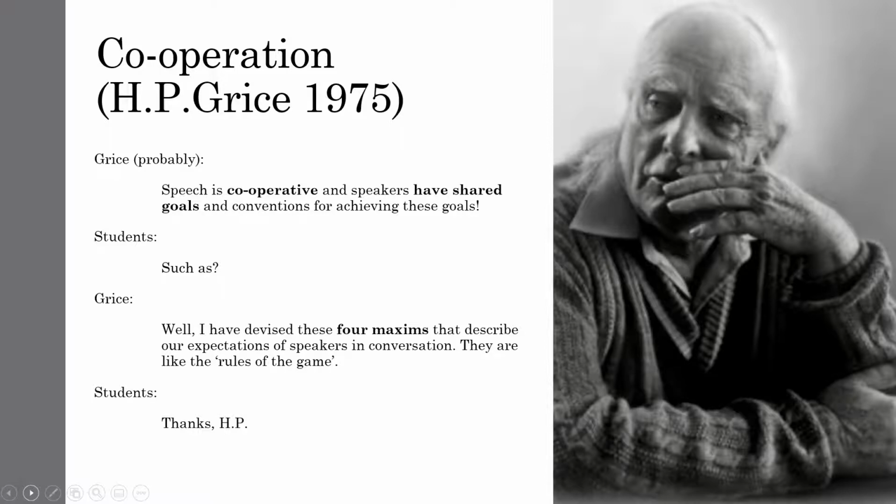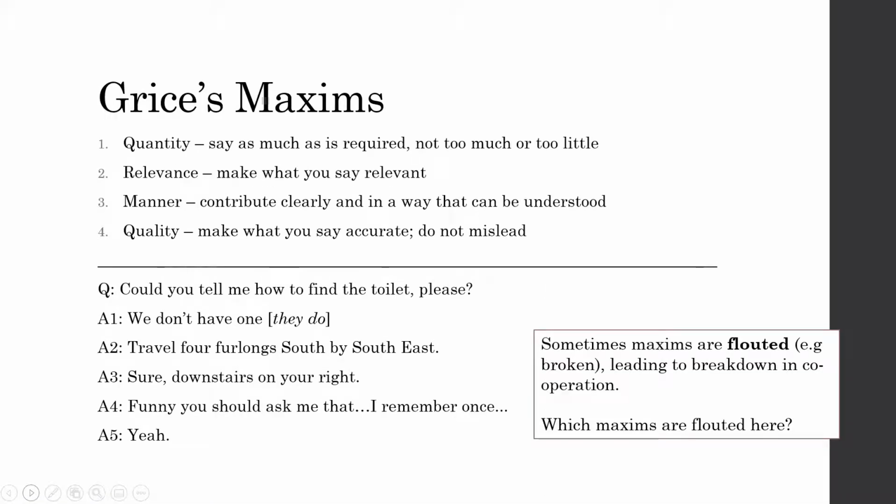And you as a student might say, do go on, Mr. Grice, tell us more, such as Grice devises 4 maxims, 4 rules, which describe our expectations of conversation. So these are the conversational rules of the game, and this is a significant contribution that Grice made to linguistic theory, because it seems to accurately capture the way that speakers cooperate in conversation. And these are 4 maxims.